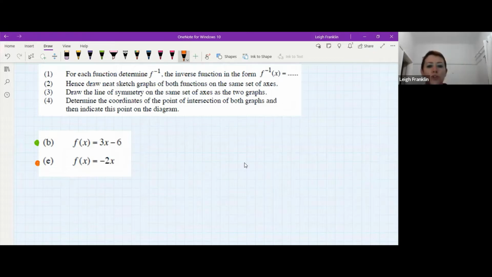It gives us a list of instructions here. For each function, determine the inverse, in the form f to the minus 1 equals x. Second, draw a sketch of both functions on the same set of axes. Draw in your line of symmetry, then determine the coordinates at the point of intersection on both graphs, and indicate that in the diagram. I just want you to do one, not both, and then we can move on to the quadratics. Is that okay?